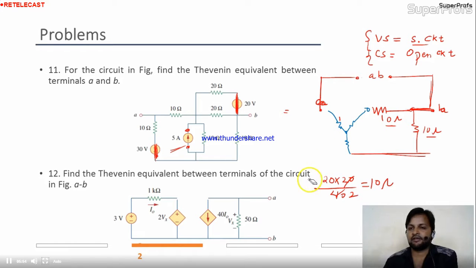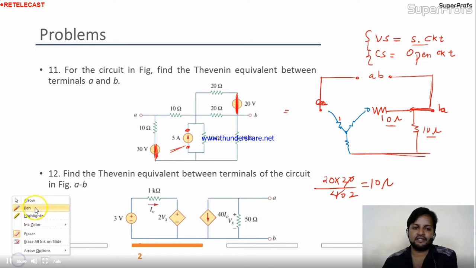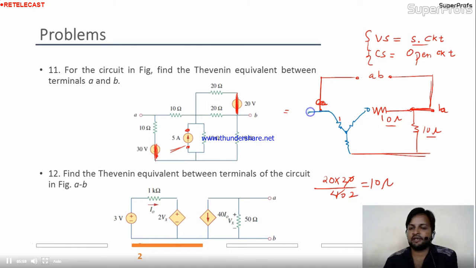Fine. Okay. So our resultant circuit is like this. It will be connected over here. This is the point A. The value of this resistance is 10 by 3. Here also 10 by 3. Here also 10 by 3.